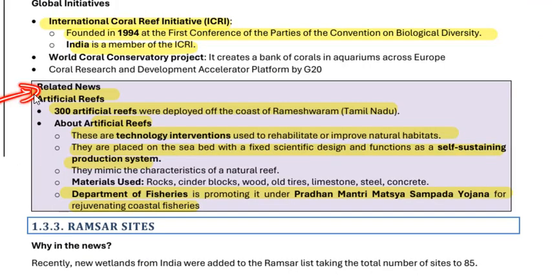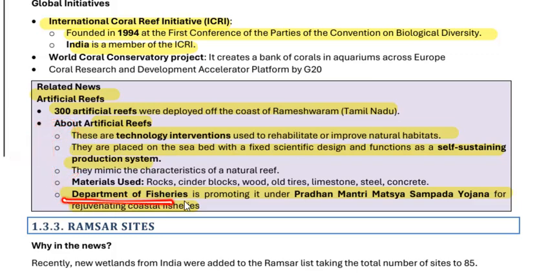Next is other related news. Artificial reefs. 300 artificial reefs were deployed off the coast of Rameswaram, Tamil Nadu. About the artificial reef, these are technology interventions used to rehabilitate or improve natural habitats. They are placed on the seabed with a fixed scientific design and function as a self-sustaining production system. They mimic the characteristics of the natural reef. Materials like rocks, cinder blocks, wood, old tires, limestone, steel and concrete are used. It means they develop the artificial reef, nothing else.